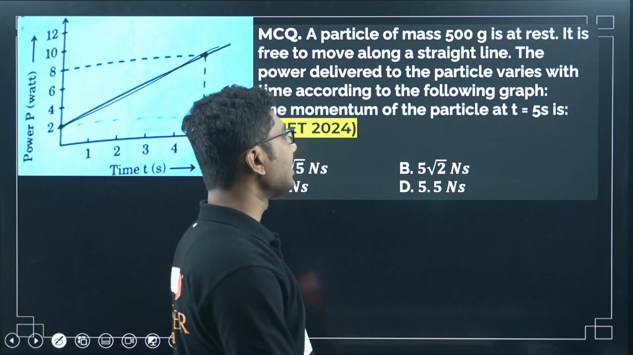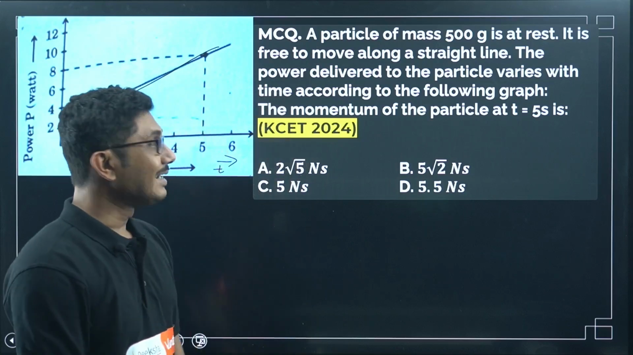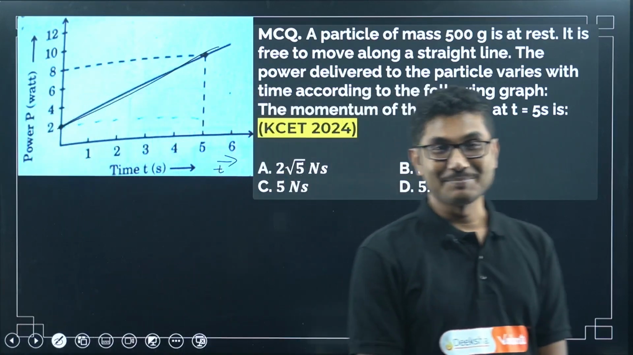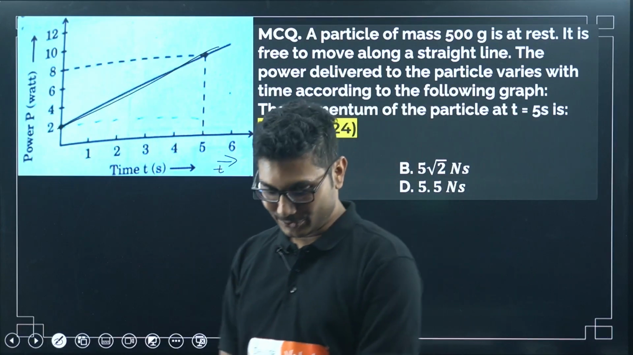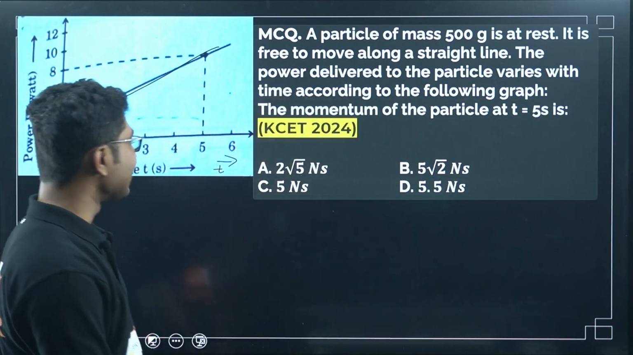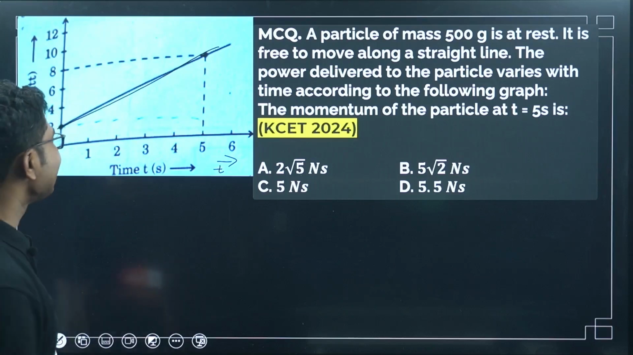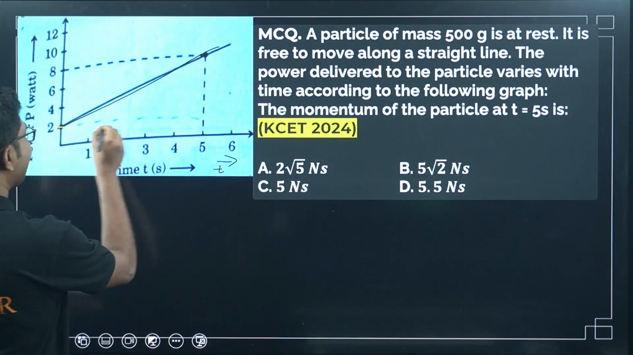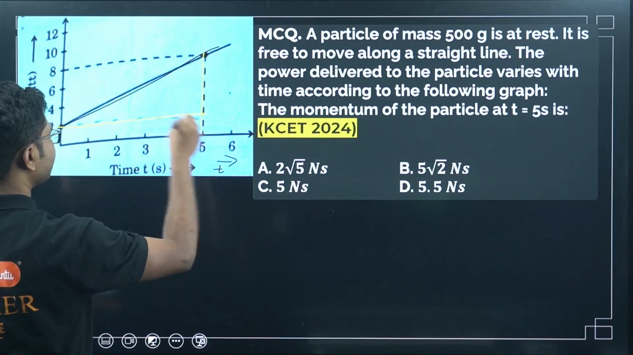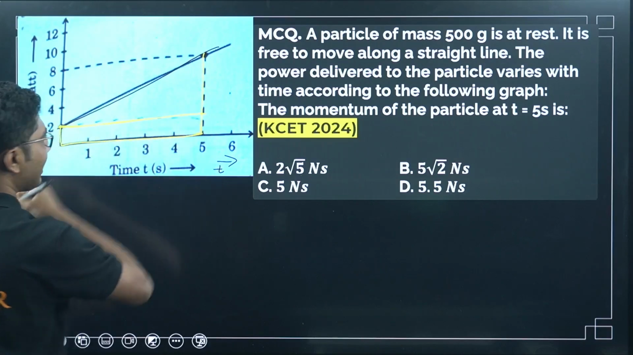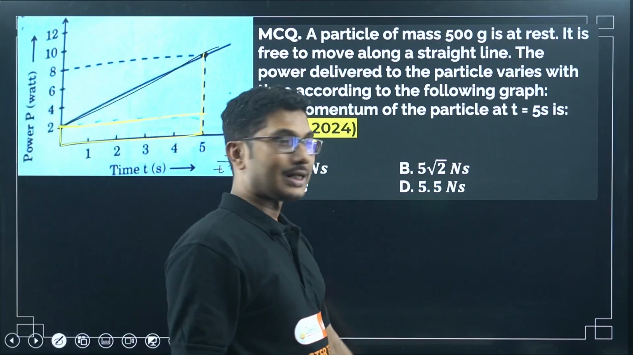The momentum of the particle at t is equal to 5s. Oh my god, now it is a completely interesting question. So this is not one single concept question, you have to apply multiple concepts. First of all, in this case, what is the area under the graph? You can use triangle and rectangle formulas to calculate the total area under the graph.